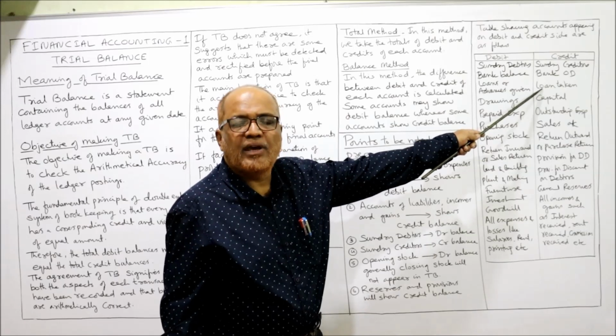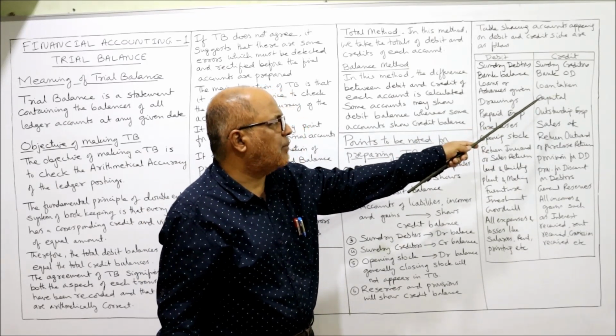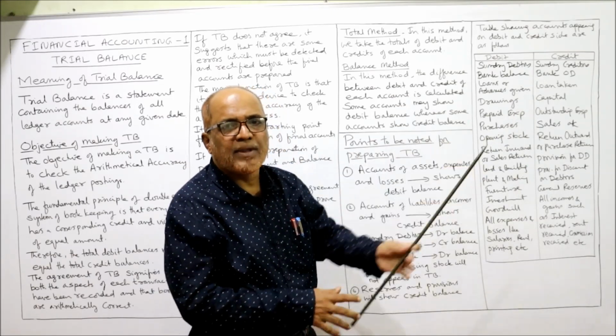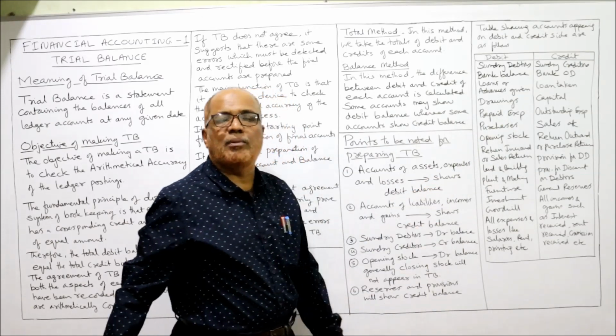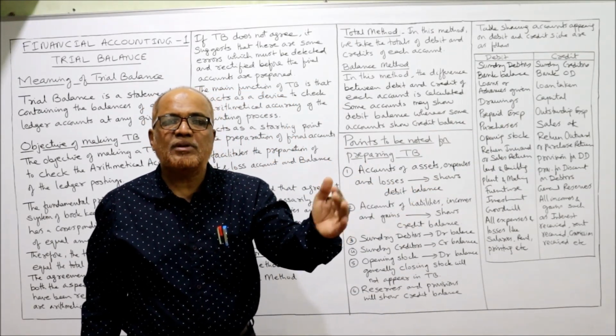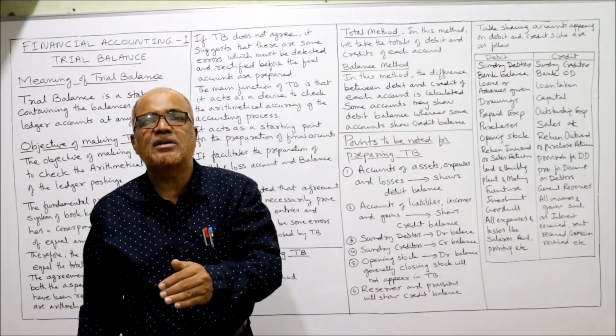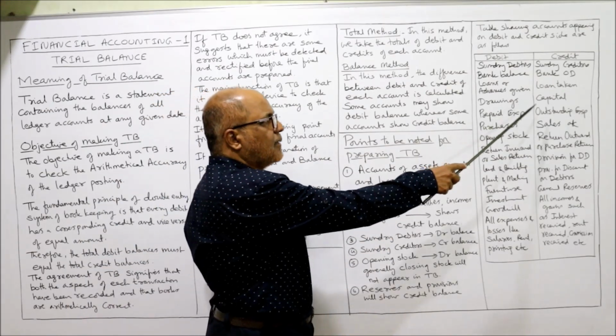Then loan taken. If a loan is taken from any person or from bank, it is a credit balance. Capital, always credit. Capital shows a credit balance, whereas drawings will show debit balance. Capital means the money invested by the owner. Drawings means the person withdraws the money from business for personal use. So drawings, debit. Capital, credit.